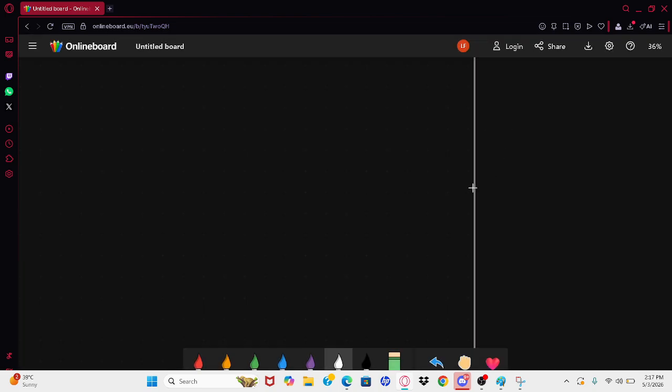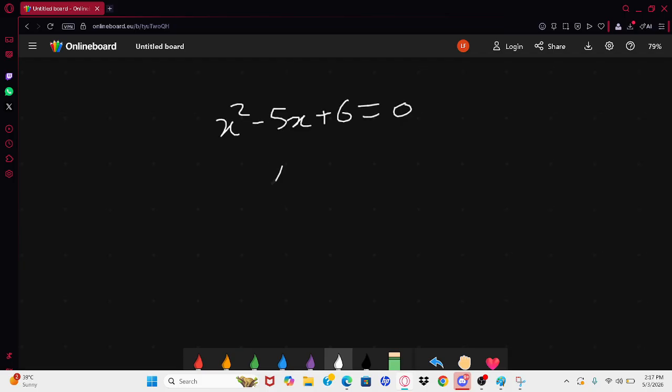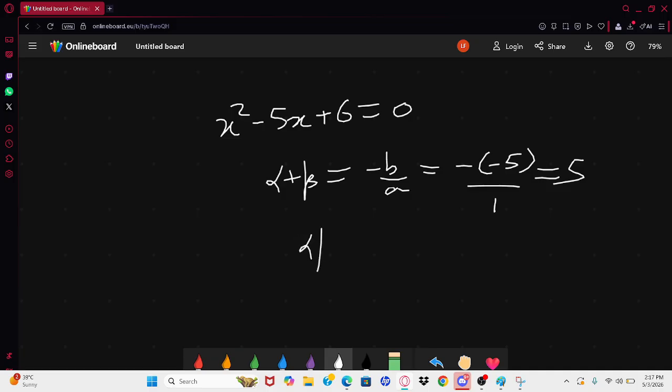What if I give you x squared minus 5x plus 6 equals 0? Now, alpha plus beta equals negative b over a, which is equal to negative negative 5 over 1, which is 5. And alpha times beta equals c over a, which is 6 over 1, which is 6.